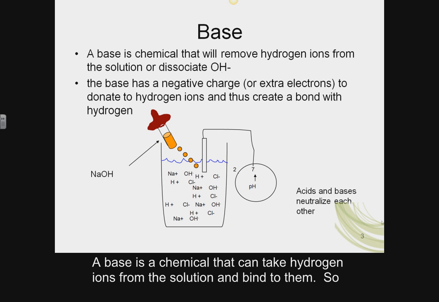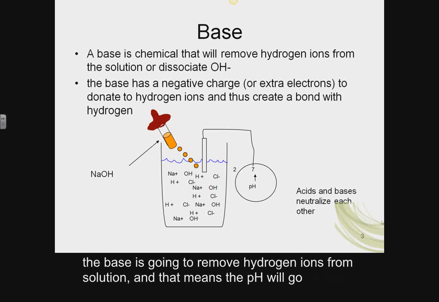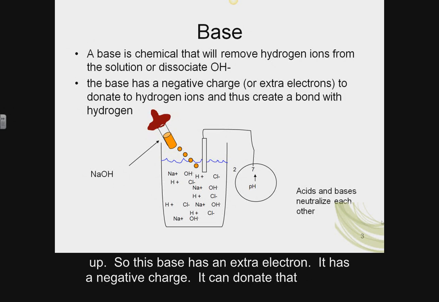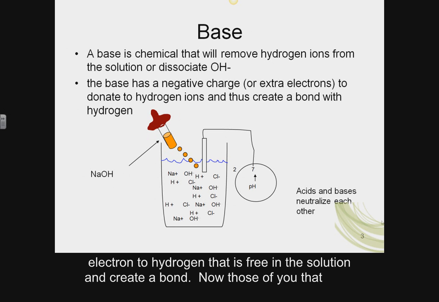A base is a chemical that can take hydrogen ions from the solution and bind to them. So the base is going to remove hydrogen ions from solution, and that means the pH will go up. So this base has an extra electron. It has a negative charge. It can donate that electron to hydrogen that is free in the solution and create a bond.